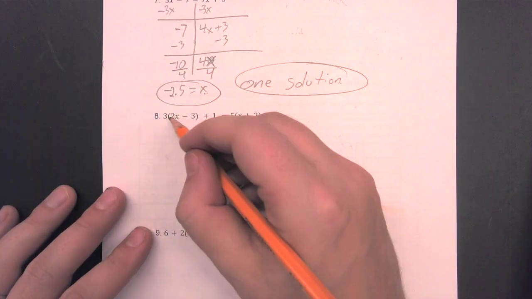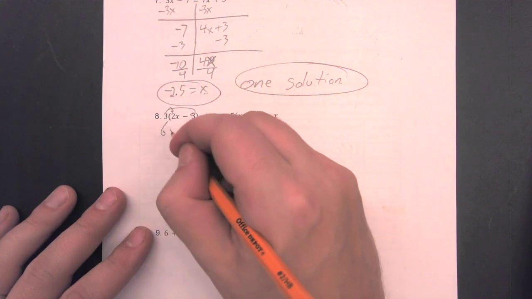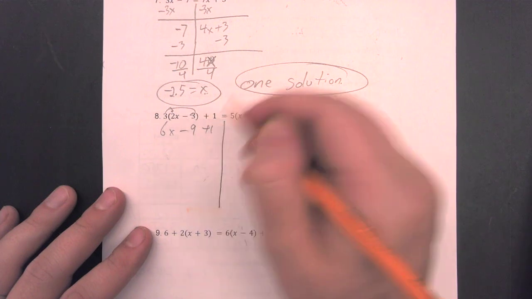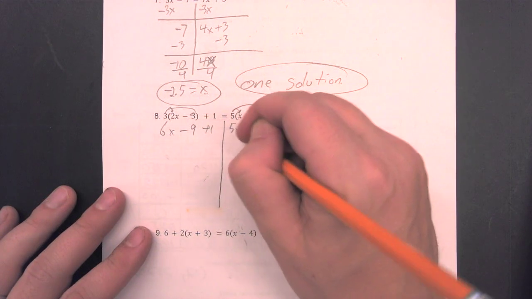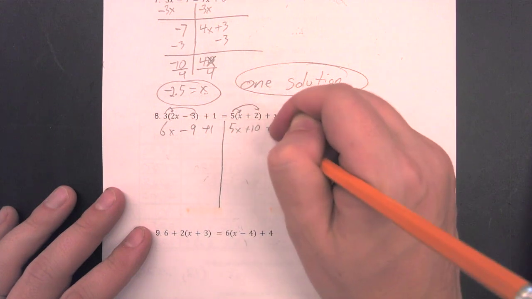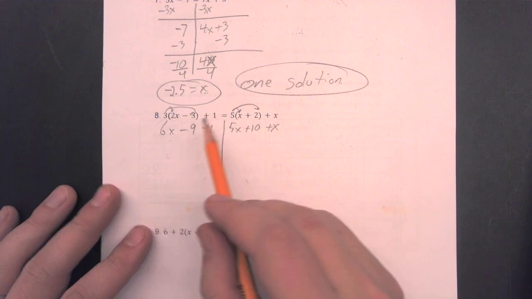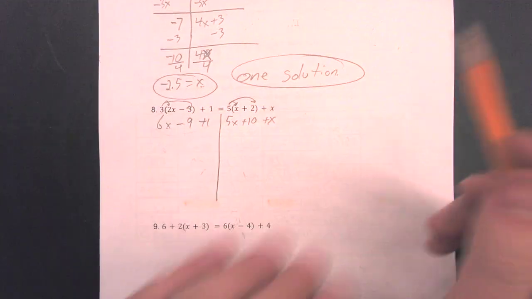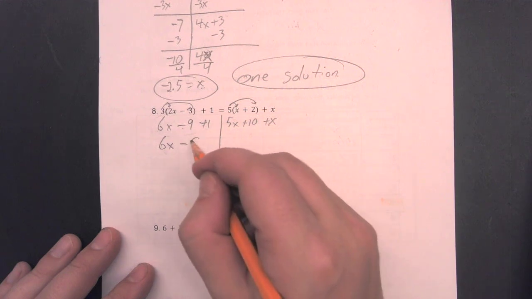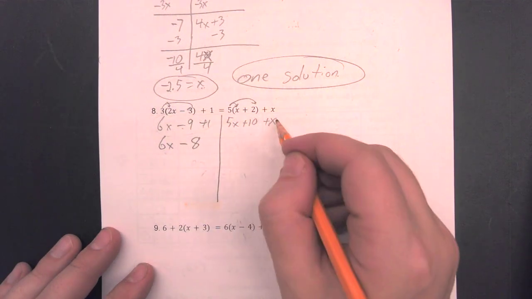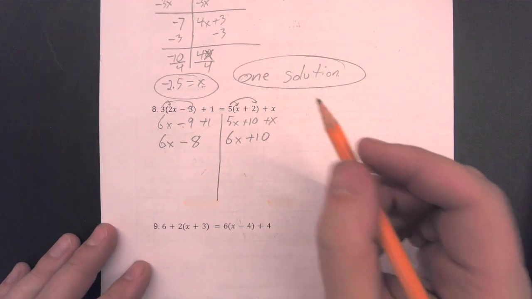Maybe another step here. So we got these parentheses we have to distribute. So I get 6x minus 9. And I have a little plus 1 on the side. Other side I got 5x plus 10 plus x. So now on this side I got to combine like terms. Remember, we can only combine like terms on the same side. Okay? 6x, negative 9 plus 1, so minus 8. 5x and an x, that's 6x, so plus 10.